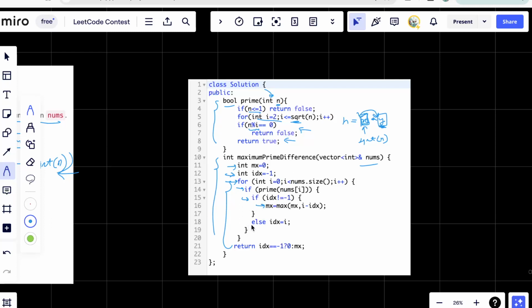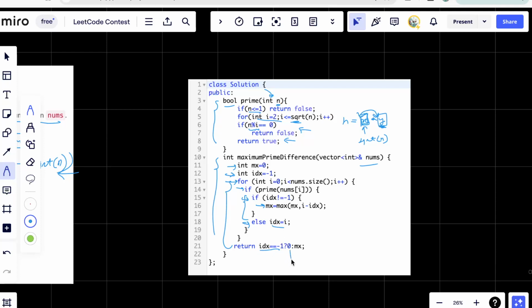But if idx was -1, then I have to update it to i, because the current number I'm standing at is a prime number and we had not encountered any prime number before. So I have to update idx to i. This is the first occurrence that I'm getting. So this is what we are doing. We are only calculating the answer when we have already encountered a prime number.